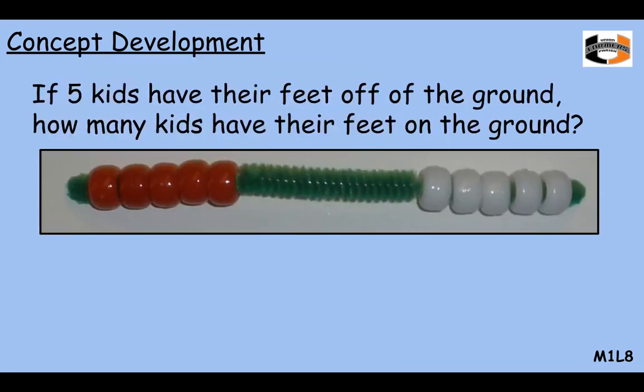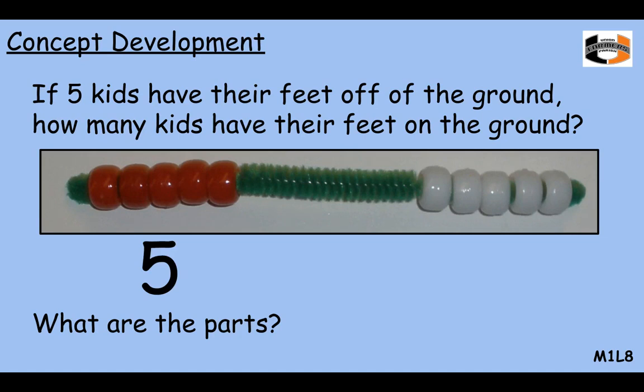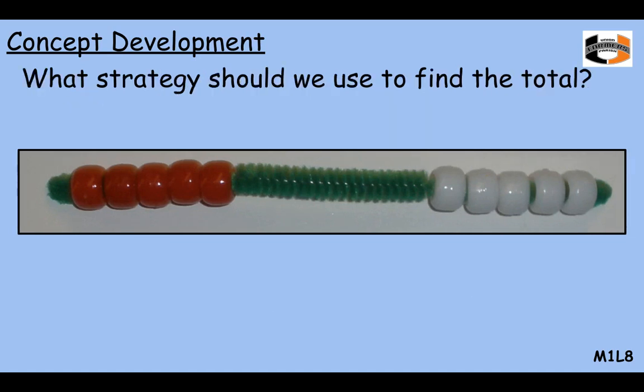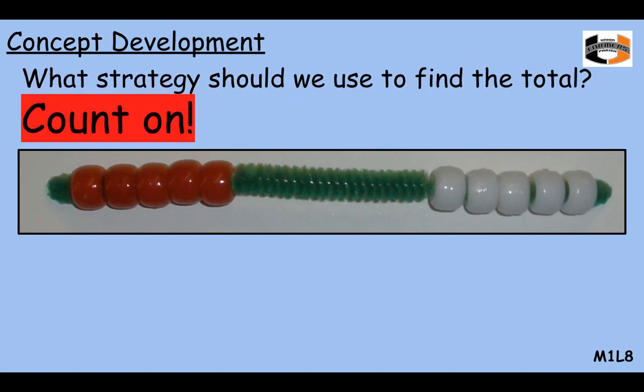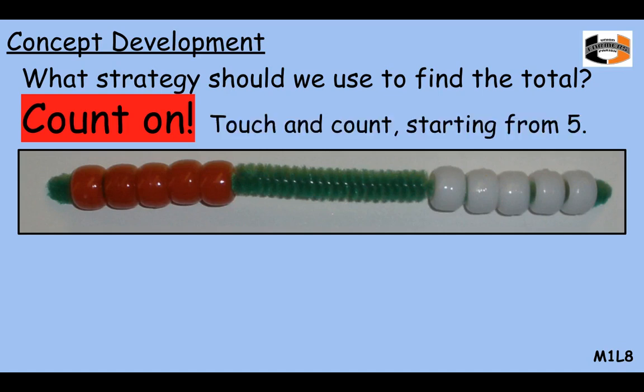If 5 kids have their feet off the ground, how many kids have their feet on the ground? That's right. It's an even split. What are the parts? 5 and 5. What strategy should we use to find the total? Count on. Touch and count starting from 5.